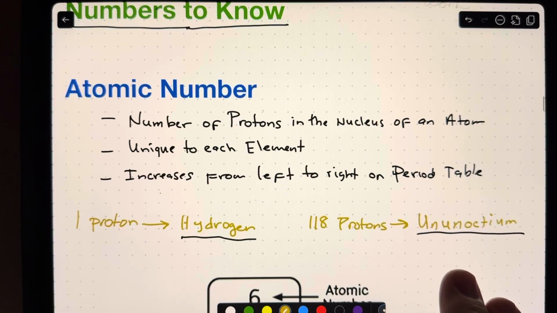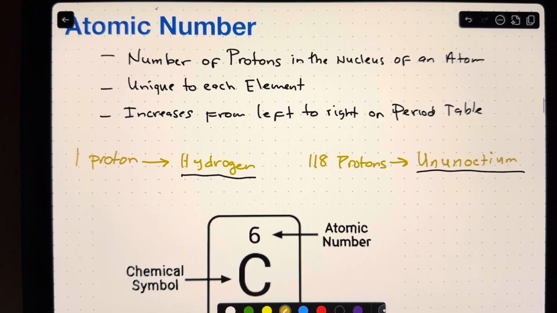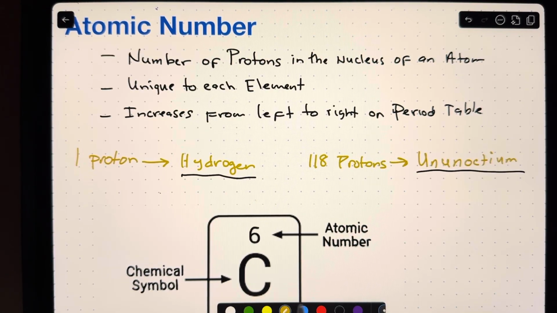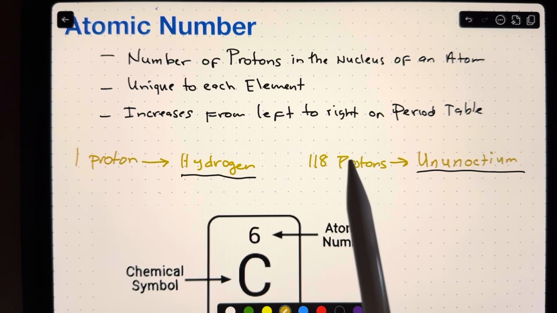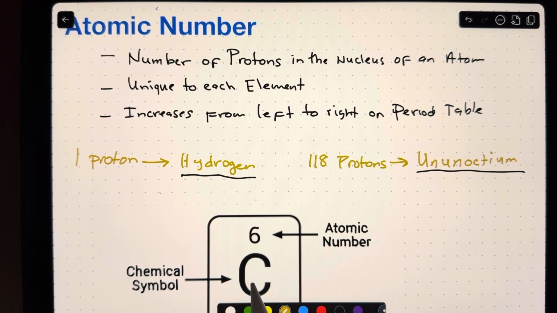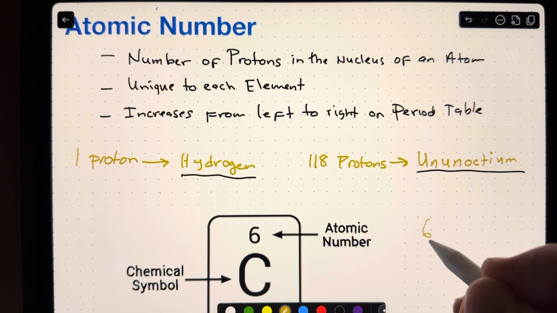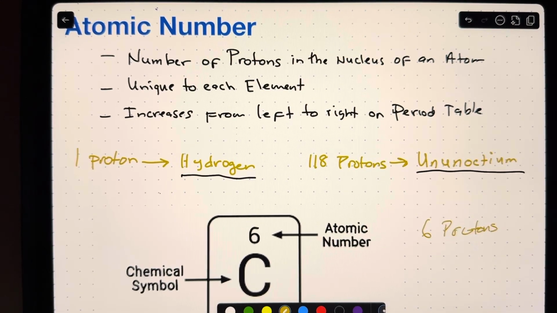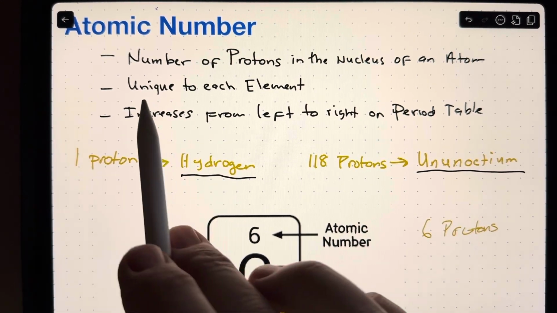Okay, the atomic number is kind of cool, because if you look up the atomic number, it's always going to tell you that that is the number of protons in the nucleus of that atom. In the case of carbon, you'll see that it has an atomic number of 6, so it has 6 protons. Automatically we know that. It's very unique to each element.